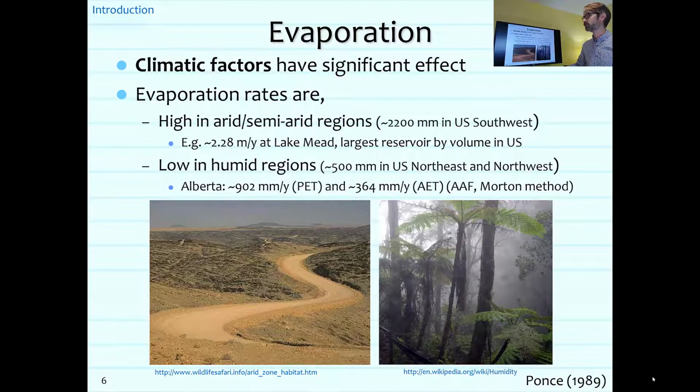Location is important for evaporation, so climatic factors have a significant effect. Evaporation rates are high in arid or semi-arid regions, and so in the US Southwest, as we saw with Lake Mead in the previous video, the evaporation can be very high. But it's low in humid regions. It can be, say, as low as 500 millimeters in the US Northeast and Northwest. In Alberta, the potential evapotranspiration, which we'll talk about later, is about 902 millimeters per year. The actual is lower because water isn't always available to evaporate, even if the potential is there for more evaporation. And so it's about 364 millimeters per year.